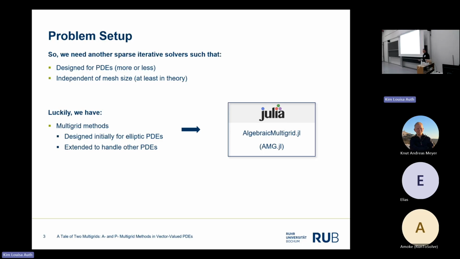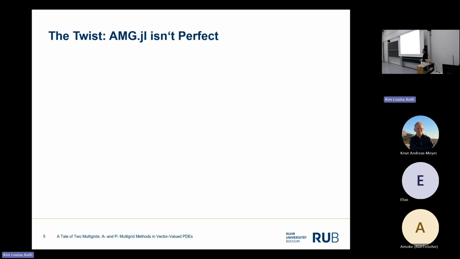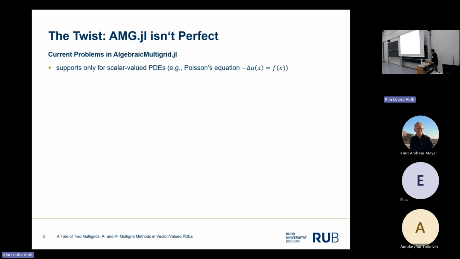So what is the problem? What is the deal? Why am I here right now? Of course, everything is not perfect, and currently, there are two main problems with AMG.jl. The first problem is it only works for scalar valued PDEs, for instance, the Poisson equation. And the second one is it only works when using linear shape functions. Other than that, it doesn't work. Not that it doesn't work, it slows down.